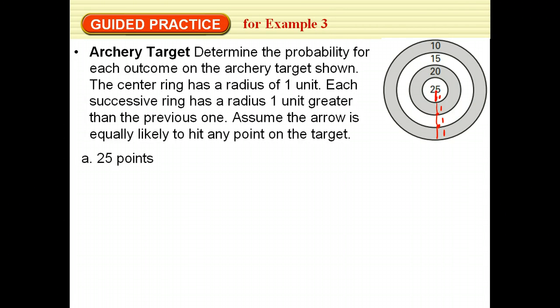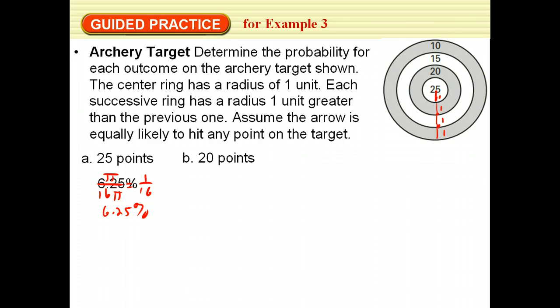What about the 25-point one? Well, the area of the 25 point is simply 1 squared times pi, or pi. The area of the entire circle is the radius of 4, so that's 16 pi. So we get 1 over 16, which comes out to be about 6.25%. Okay, obviously I should have written that down a little lower.